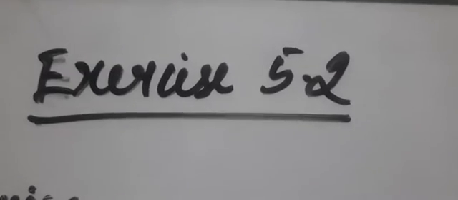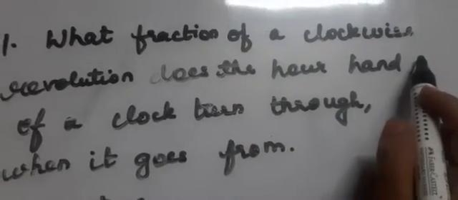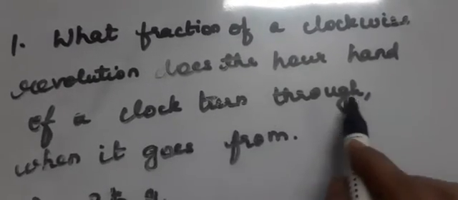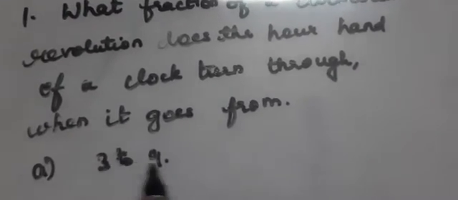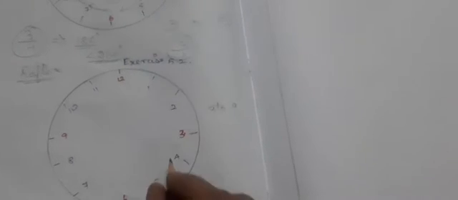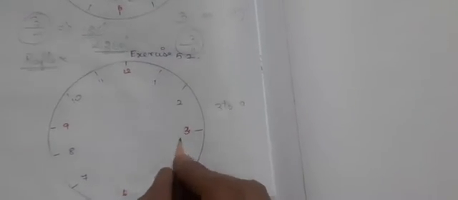Exercise 5.2. What fraction of the clockwise revolution does the hour hand of the clock turn through when it goes from 3 to 9? Now I have drawn a clock and I have marked the hour hand. Now they have given the question as 3 to 9. So from where we are going to start? From 3, we are going to start in the clockwise direction.